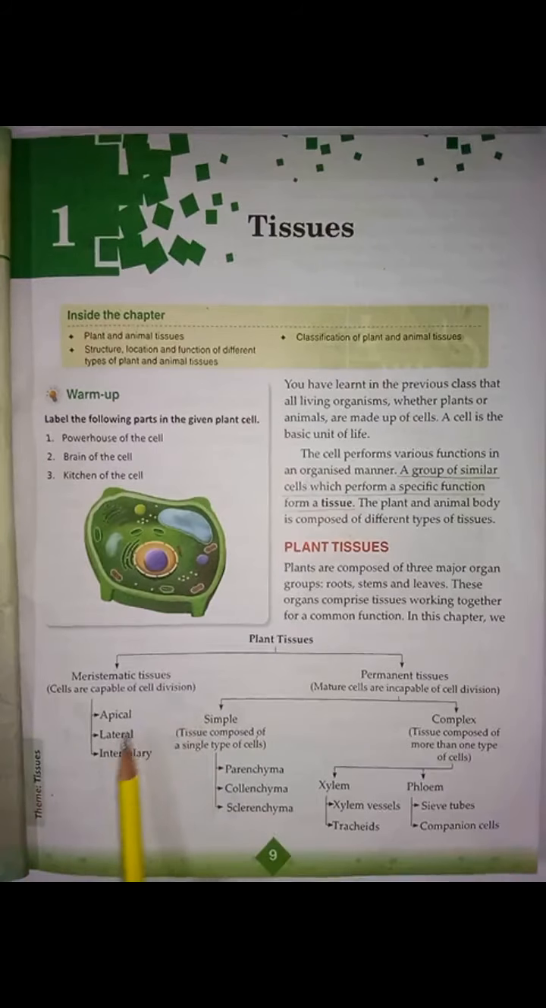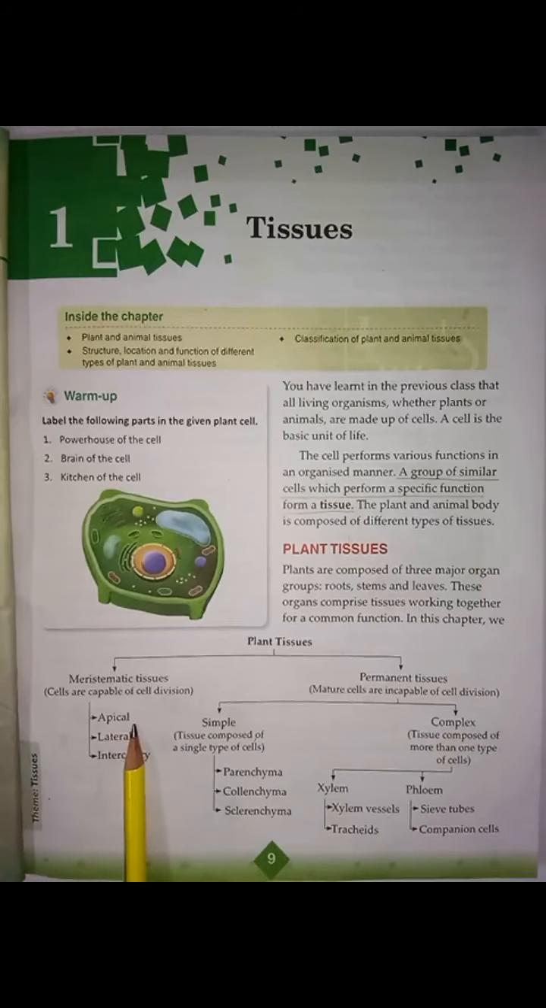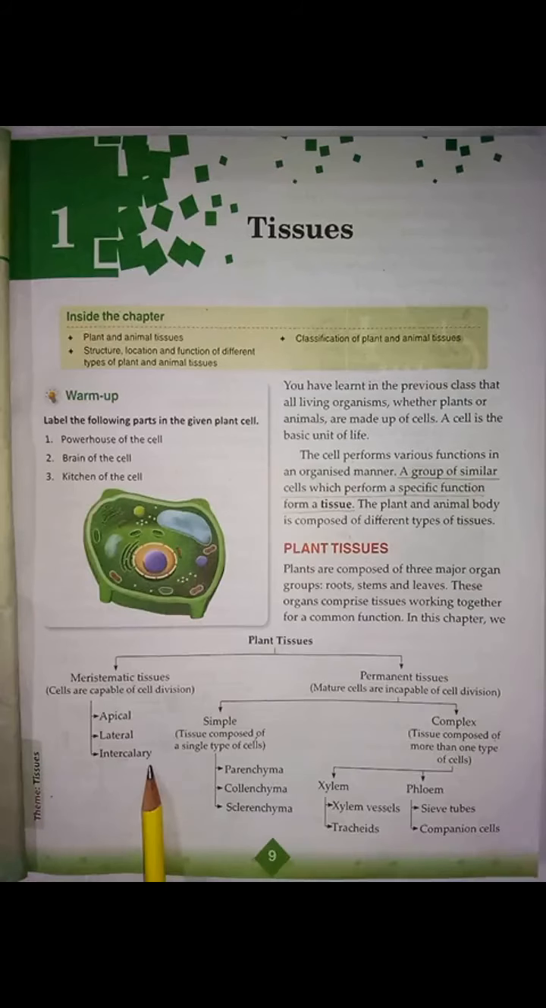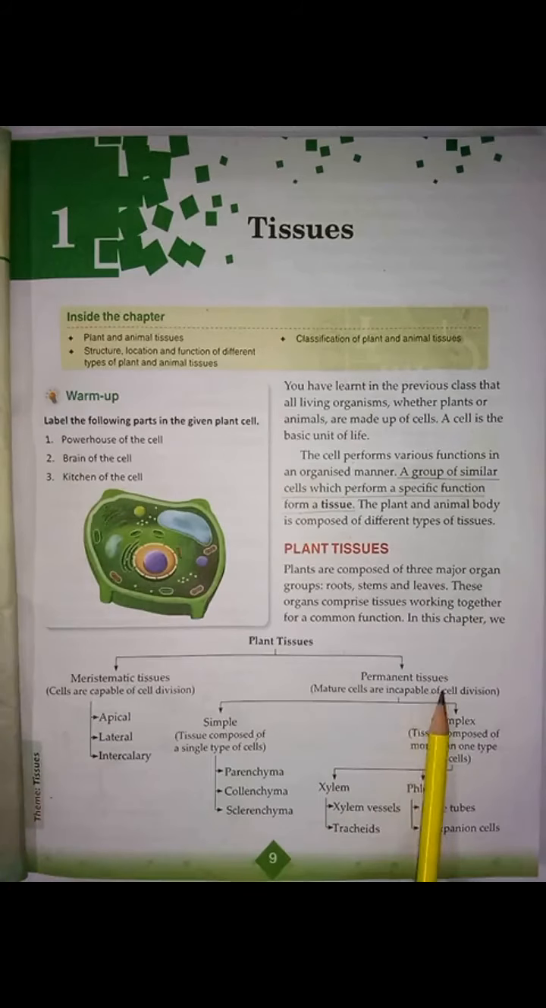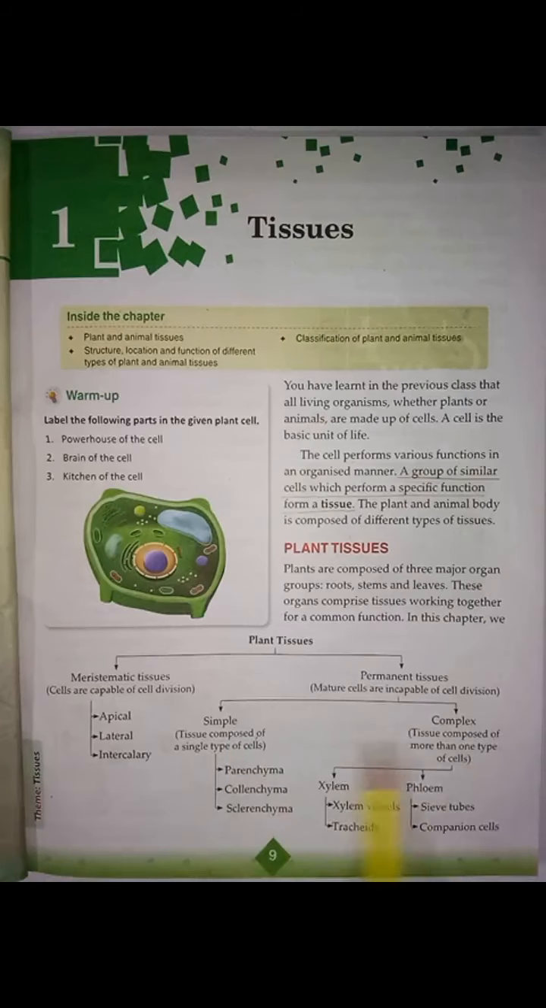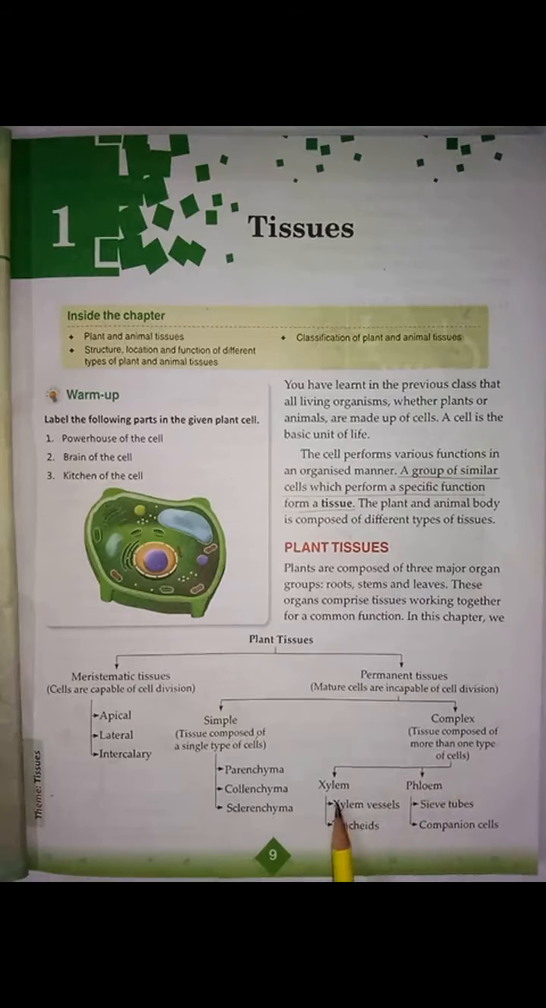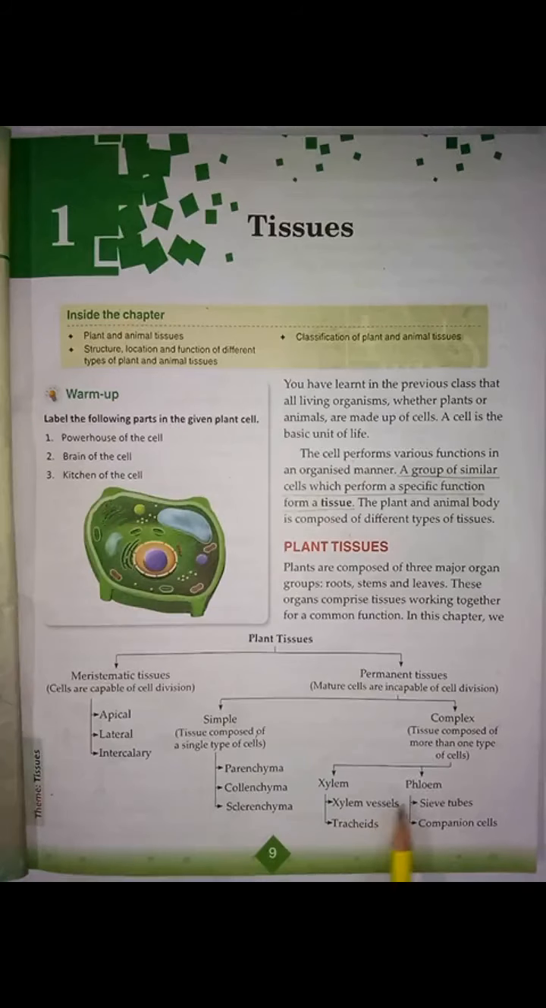Meristematic tissues are of three types. They are subdivided: apical meristematic tissue, lateral meristematic tissue, intercalary meristematic tissue. Then we move on to permanent tissue. Permanent tissues are of two types: simple tissue, complex tissue. Simple tissues are again of three types: parenchyma, collenchyma, sclerenchyma. And complex tissues are of two types: xylem and phloem. So now in detail we are going to study about each kind of tissue.